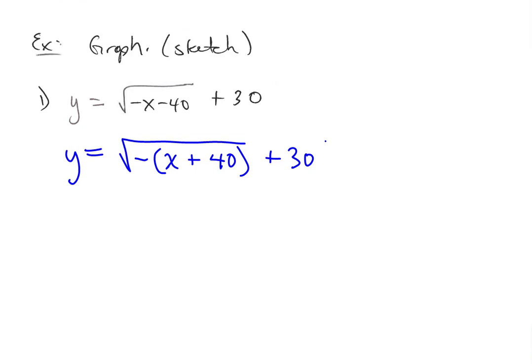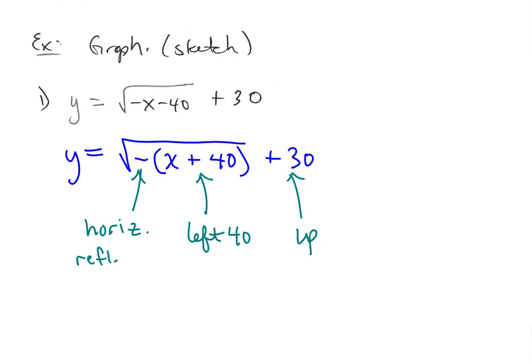So now let's recall what our transformations mean for what we're looking at here. The negative sign that's inside the root, in front of the parentheses that contain the variable, would indicate a horizontal reflection. If you go back and look at our transformation notes, you'll find that. And then what's inside the parentheses, the x plus 40, the fact that it's a plus 40 means we're going to move left 40 units. That's a translation where you simply slide to the left. And then at the end, this plus 30 would mean we translate up 30 units, so you could say sliding up.